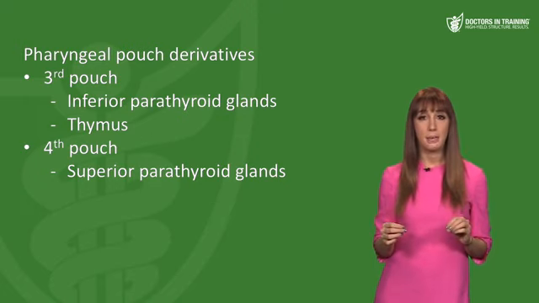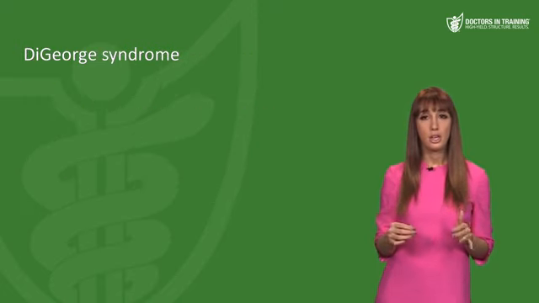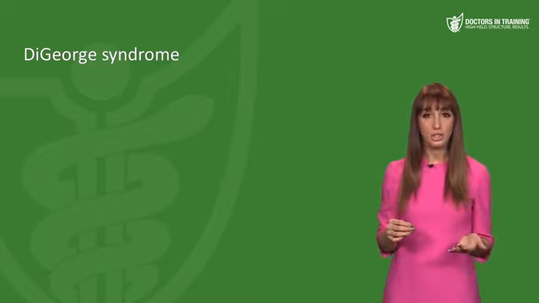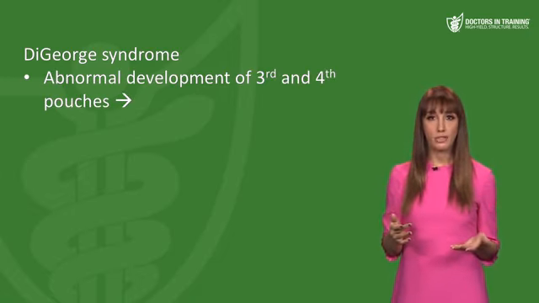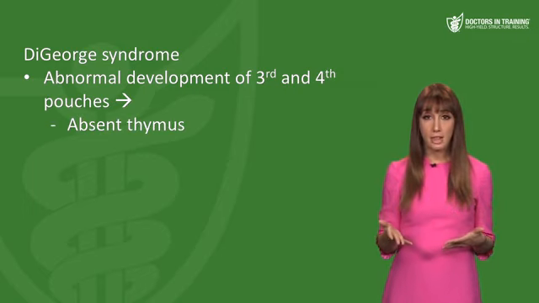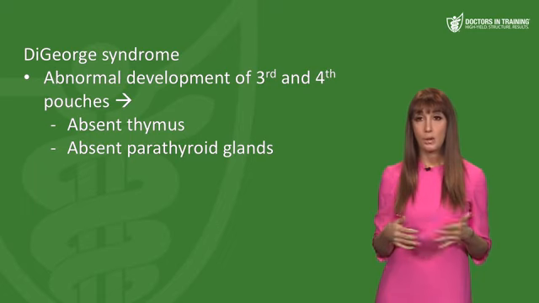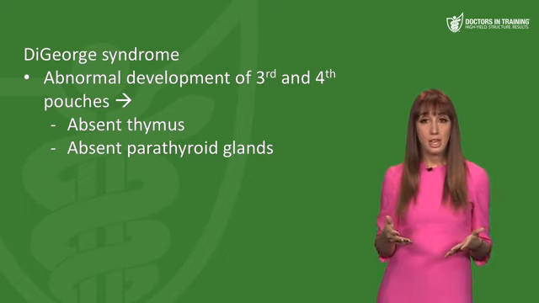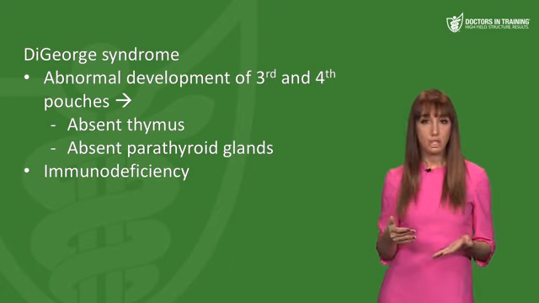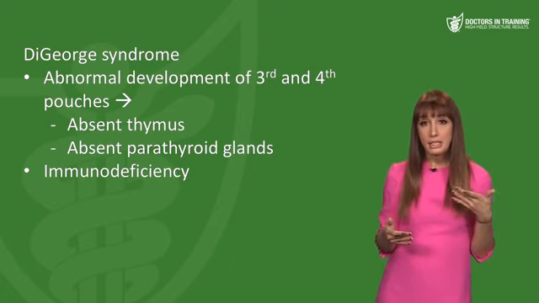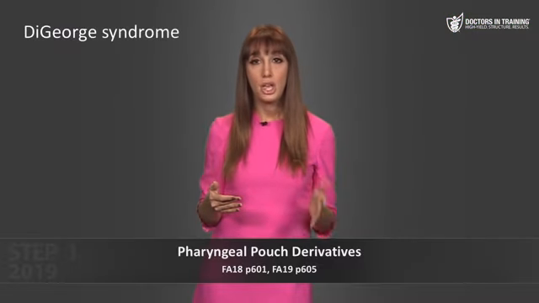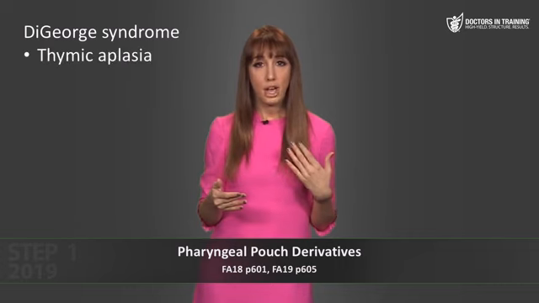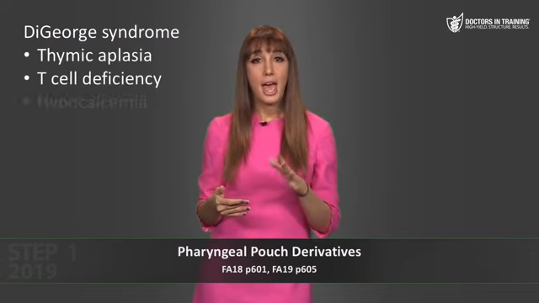This is clinically relevant because of something called DiGeorge syndrome. DiGeorge syndrome is an immunodeficiency syndrome, which we'll talk about during immunology. In DiGeorge syndrome, you don't have normal development of the third and fourth pharyngeal pouches, so you won't have a thymus or parathyroids. Without a thymus gland, the T cells can't mature, and that causes the immunodeficiency part. And without the parathyroid glands, the patient gets hypocalcemia. So for DiGeorge syndrome, you need to remember thymic aplasia, T cell deficiency, and hypocalcemia.